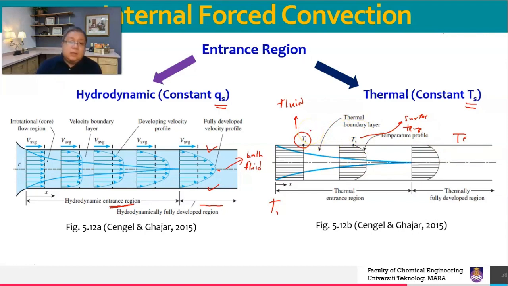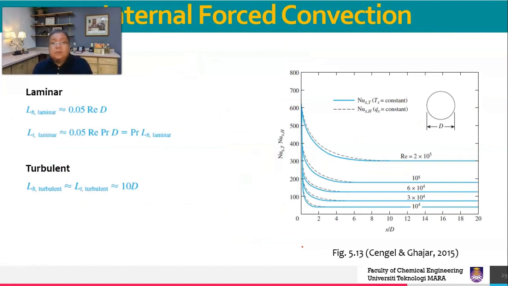These two entrance regions are very important because you have to determine the region in order to determine the equation for Nu. Then you get H, and then you get Q. This is the orientation of this theory: first determine Nu, then you get H from that, and then eventually you will get Q.